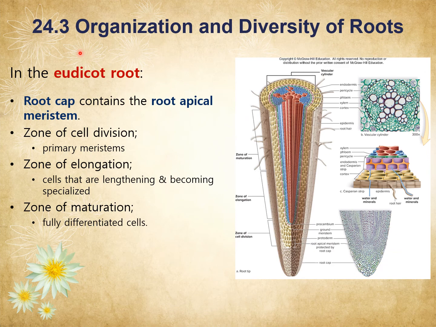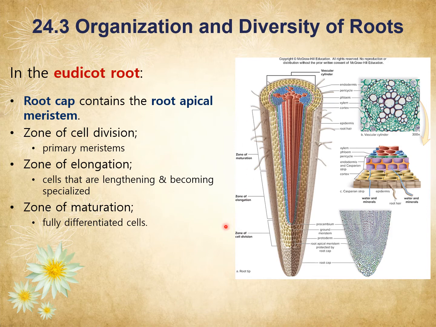Okay, so next we go on into the organization and diversity of roots. The root system in the majority of plants is located underground. The extensive root system of a plant anchors it into the soil, which gives the plant support, and also absorbs water and minerals. The cylindrical shape of a root allows it to penetrate the soil as it grows and permits water to be absorbed from all sides.